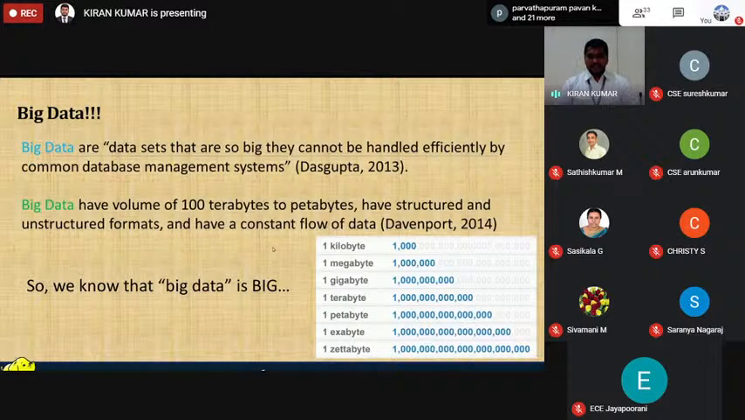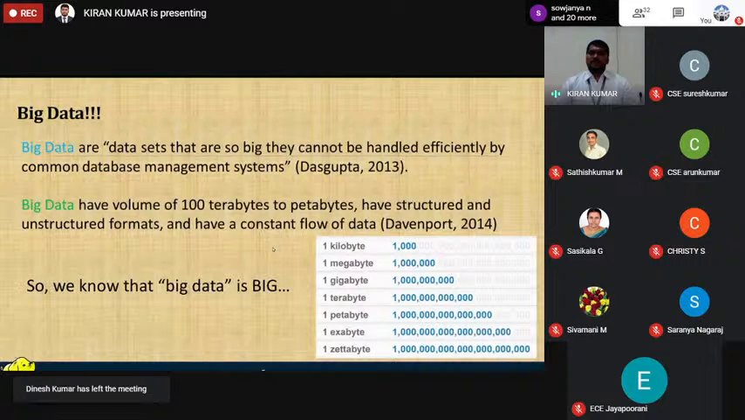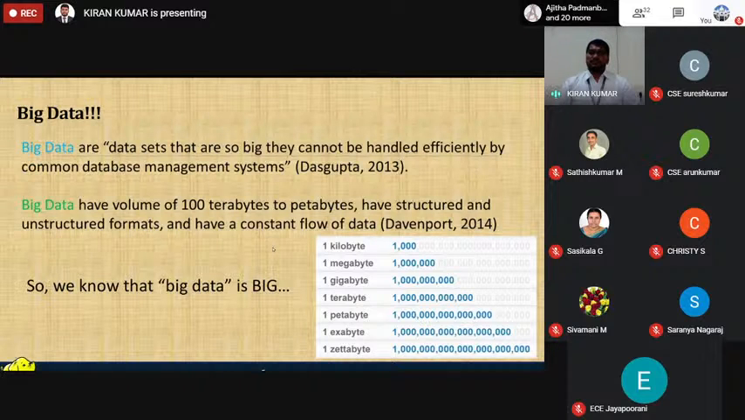And here you can see the second definition, which says whenever you speak about big data, the volume of the data should be a minimum of 100 terabytes to petabytes. The amount of data we collect, 100 terabytes or more, will be a combination of different types of data. So I can say it has structured data and also unstructured data, which has a constant flow. So here they have mentioned three terminologies.